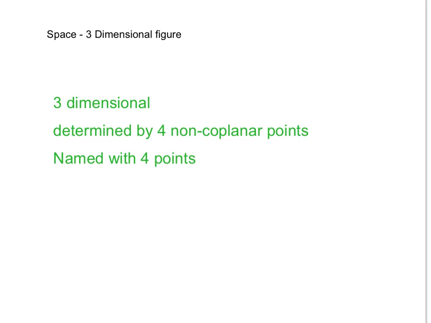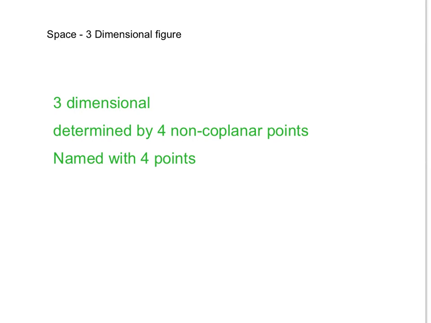Our next figure is space. Space is a 3-dimensional figure, so it has 3 dimensions: a length, a width, and a height. It goes in and out, back and forth, and up and down. It's determined by 4 non-coplanar points, that's 4 points that are not on the same plane. And we always name a space with 4 points. We won't do this hardly ever in class, but I just want you to know that space is the next progression beyond the plane. We cannot draw a space because space does not fit on a piece of paper.